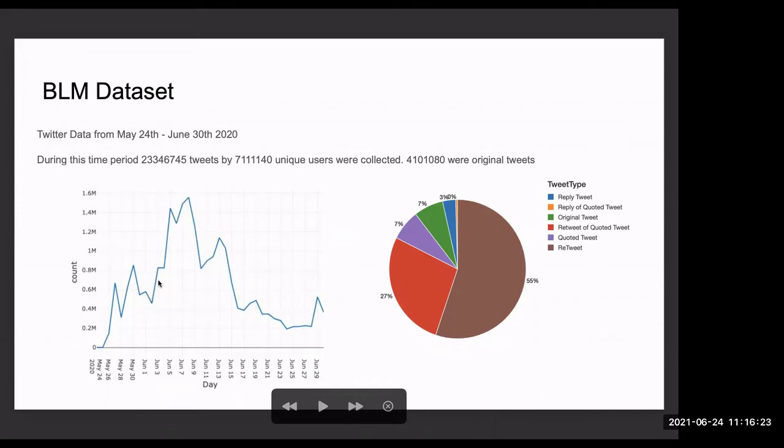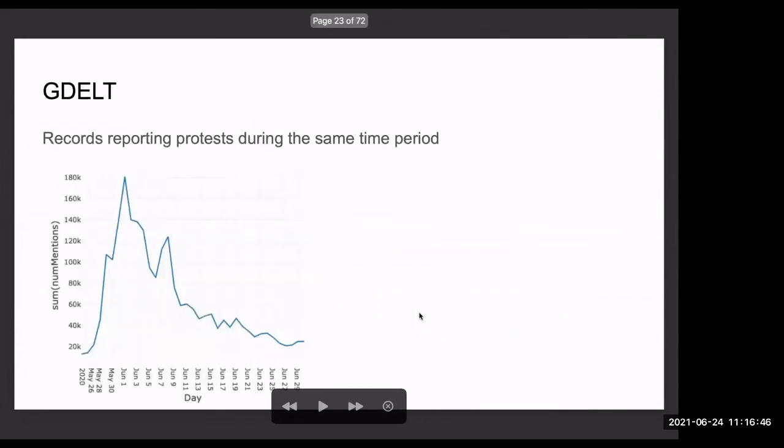So something was definitely happening on social media, of course. And the nature of these tweets is this. As you can see, more than 80% of the tweets in this data set in this time period are actually retweets. They are not original content. So most people just share other stuff.